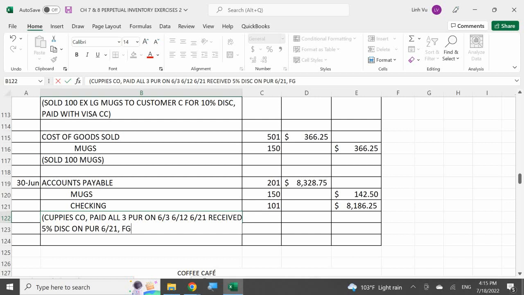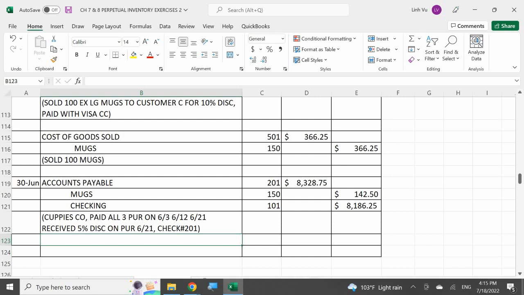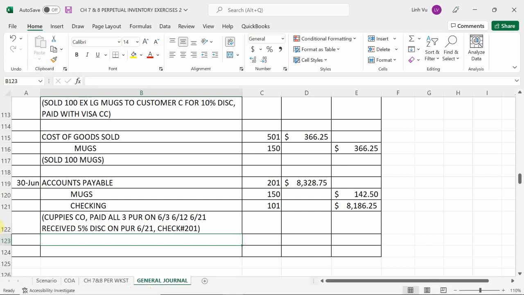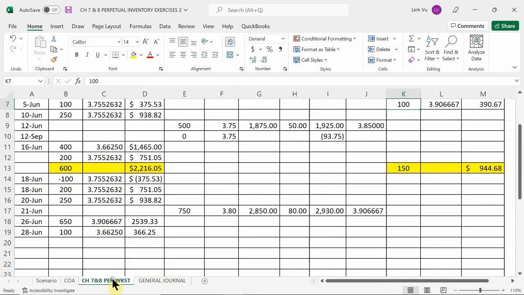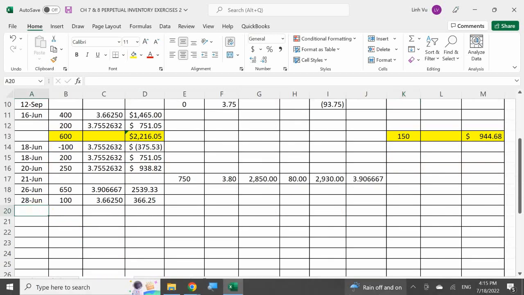And how did I pay it? I paid them using check number 201. Okay. All right. Good. So before we finish the rest of this, right, I have to make another adjustment to inventory because I am paying the purchase made on June 21st discounted. So in this case, I need to adjust my inventory accordingly. So right now we're on June 30th, right?